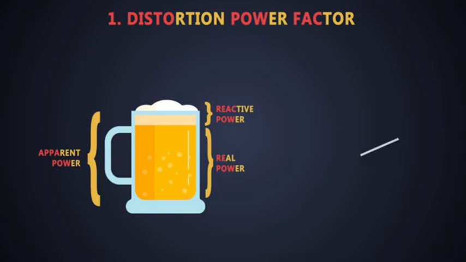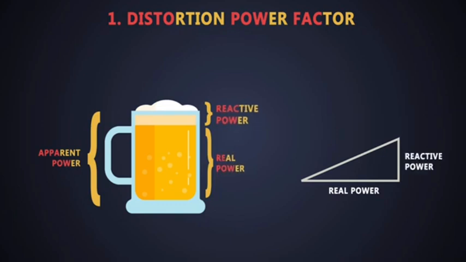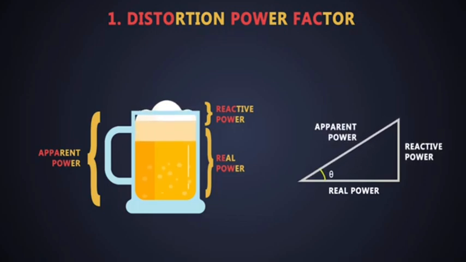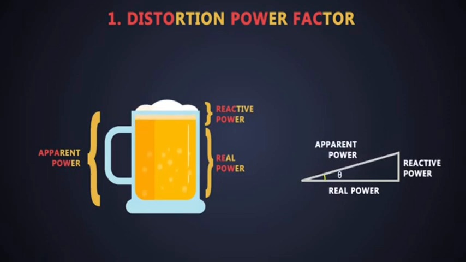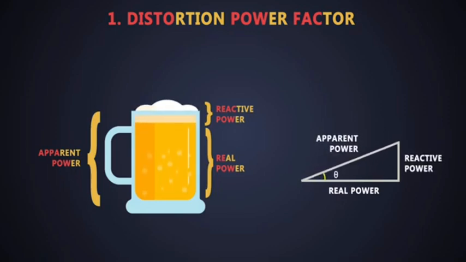Let's compare this analogy with the power triangle. The true power is the adjacent line, so this is our beer. Then on the opposite side, there is the reactive power, which is foam. And the hypotenuse side is the apparent power. Let's consider this angle as theta, which is between the adjacent side and the hypotenuse. As we increase this angle, the reactive power and apparent power increase, keeping the active power constant. And the size of glass and foam is increasing, but the content of beer is the same.